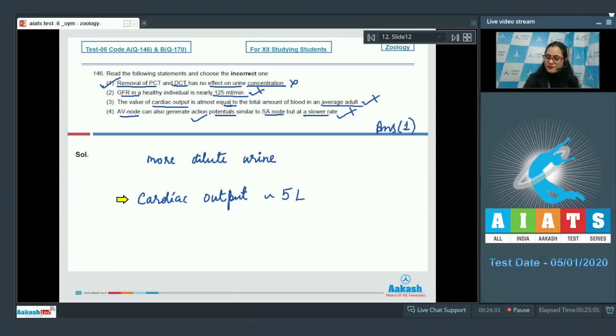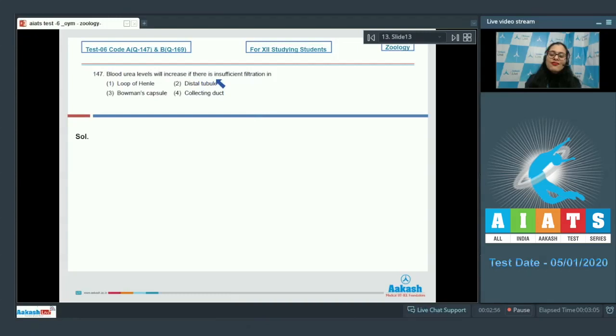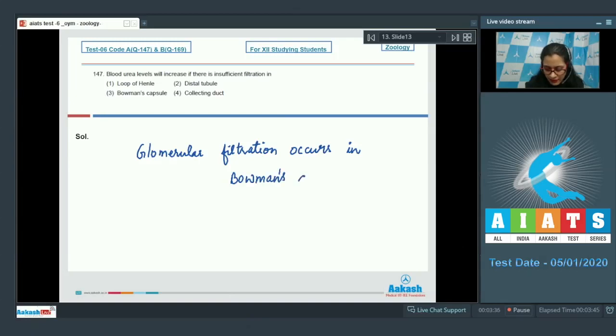Let's discuss our next question. Blood urea levels will increase if there is insufficient filtration in. And the options given are loop of Henle, distal tubule, Bowman's capsule, collecting duct. Glomerular filtration occurs in Bowman's capsule. Therefore, insufficient filtration will increase the level of urea in blood. So, the correct answer to this question is option number 3, Bowman's capsule. Blood urea levels will increase when there is insufficient filtration in Bowman's capsule.